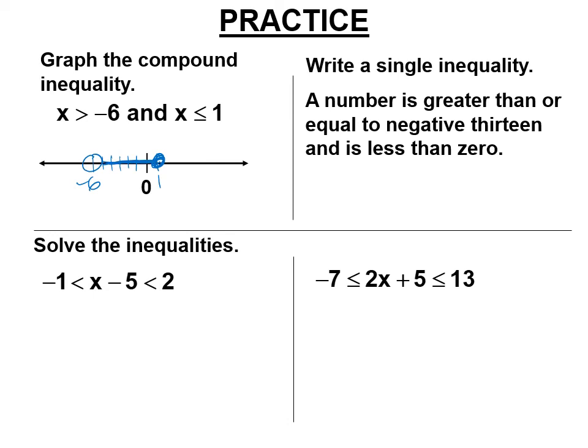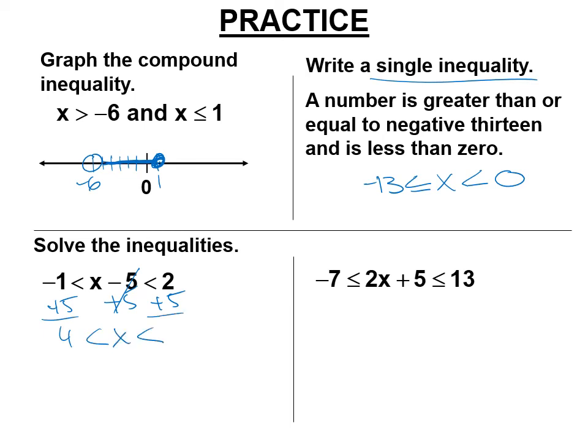A number is greater than or equal to -13. Says single inequality. Greater than or equal to -13 and is less than 0, right? Solve this. We're adding 5 to all three sides. 4 is less than x, which is less than 3. That doesn't make any sense. What happened here? Oh, 7, because 2 plus 5 is 7. It made no sense. That number had to be bigger.